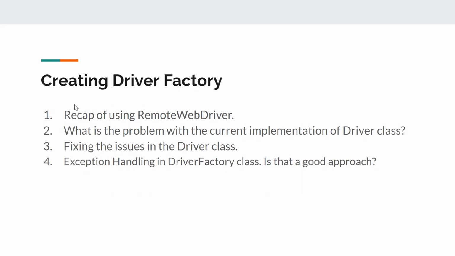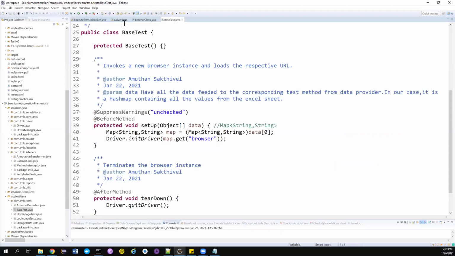Good. So the first step, we'll have a quick recap about how we can use a remote WebDriver, which we have seen in the last video. I missed telling about an important point that we will cover in this particular video, and then we'll also see what is the problem with the current implementation, and how we can fix that using the help of a driver factory class, and we'll also see exception handling. There is exception handling that we need in the driver factory class, and we will see how we can optimize that as well. So this is going to be the agenda for today's topic. Without wasting much time, let's get into the Eclipse workspace.